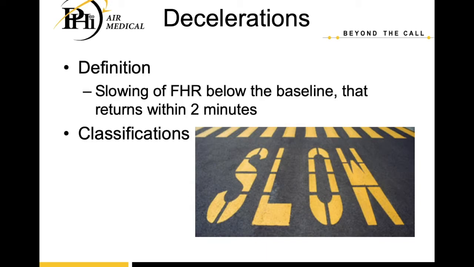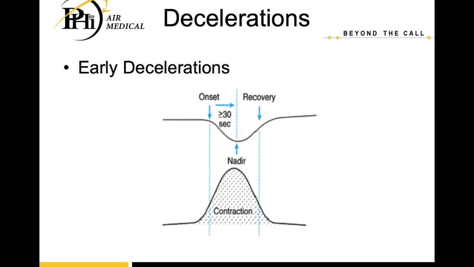Decelerations, on the other hand, are not as great. The definition is a slowing of the fetal heart rate below the baseline that returns to the baseline within 2 minutes. There are four classifications of decelerations. We can have early decels, late decels, variable decels, and prolonged decels. So let's look first at early decelerations.